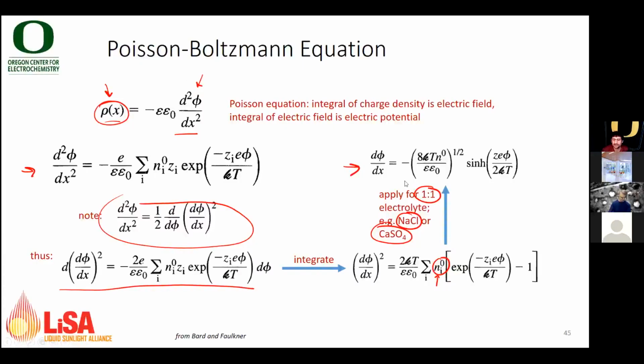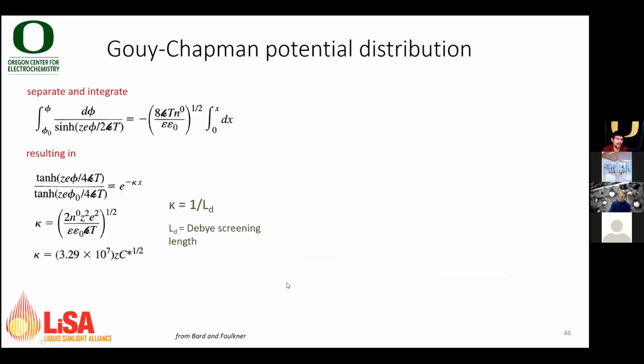Okay, so we take this expression, separate and integrate it, and you basically get this, which is the electrostatic potential as a function of the electrostatic potential right at the electrode surface. And it has these tanh terms, which we'll get rid of in a second in an approximation. And then we define this thing kappa. Kappa is 1 over LD. So LD, you guys have probably heard about this, the Debye length, right?